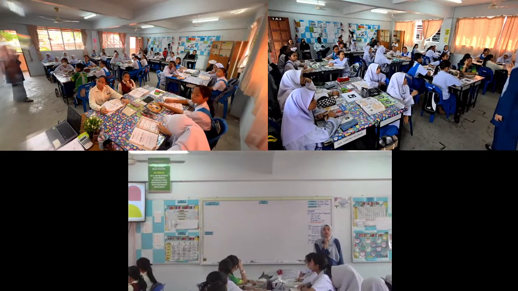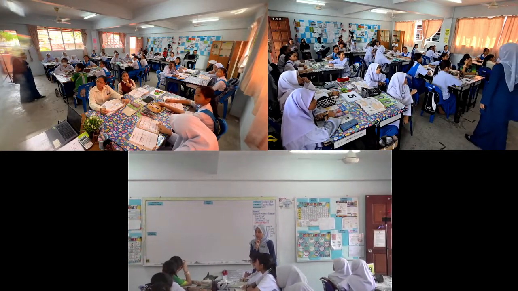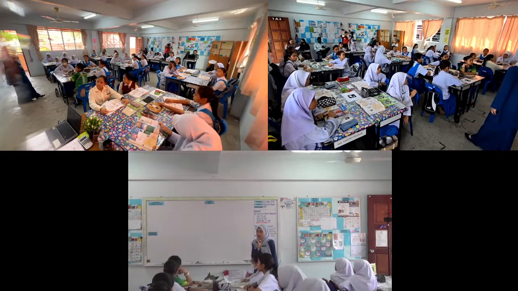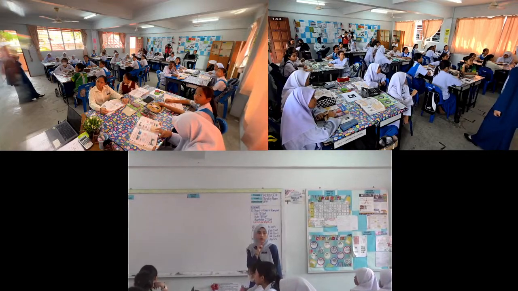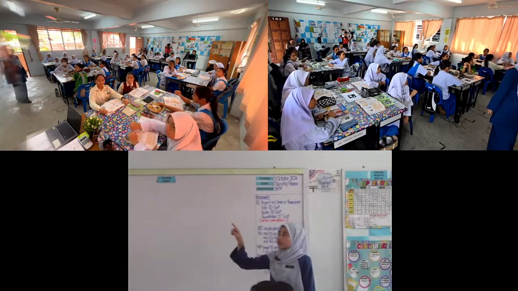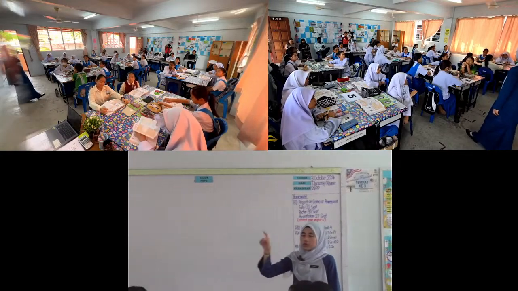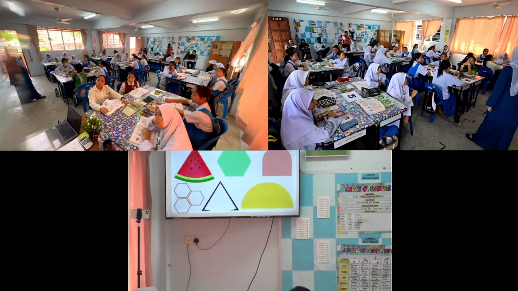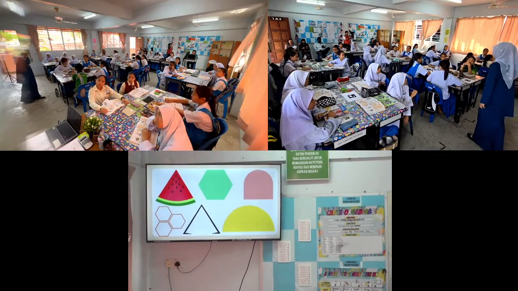The meaning of polygon is that it must have straight lines. Does the watermelon have a straight line or not? No. So that one, can we call it a polygon? No. A polygon must have straight lines and all the lines must be closed.